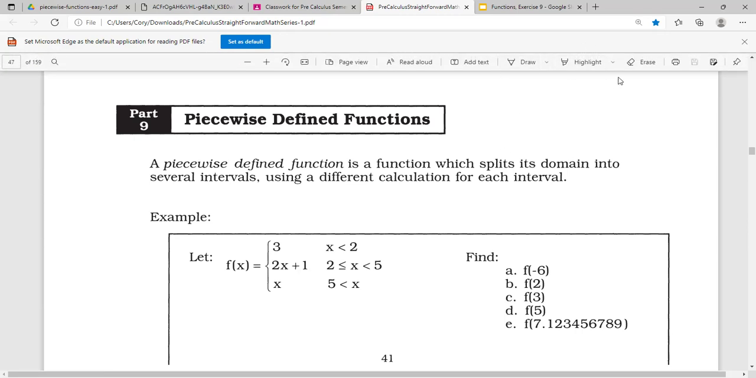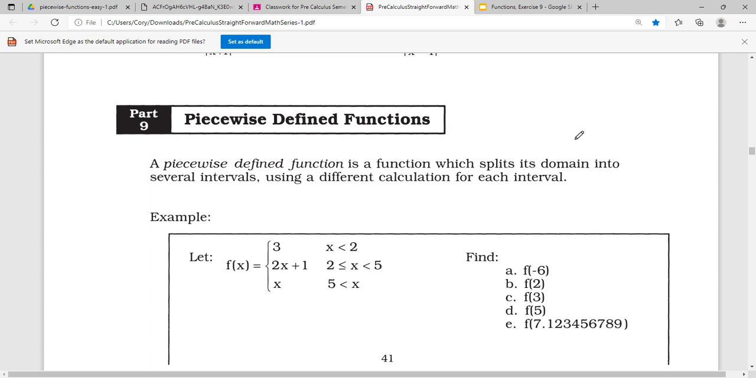Hello, this is Precalculus, and this is part 9 of the functions chapter, and this part covers piecewise defined functions. A piecewise defined function is a function which splits a domain into several intervals or pieces, using a different calculation for each interval.